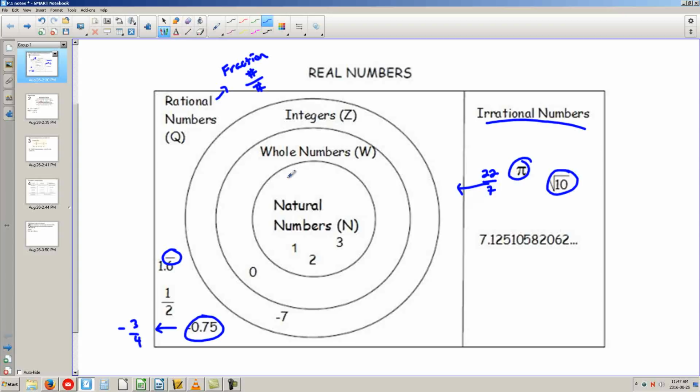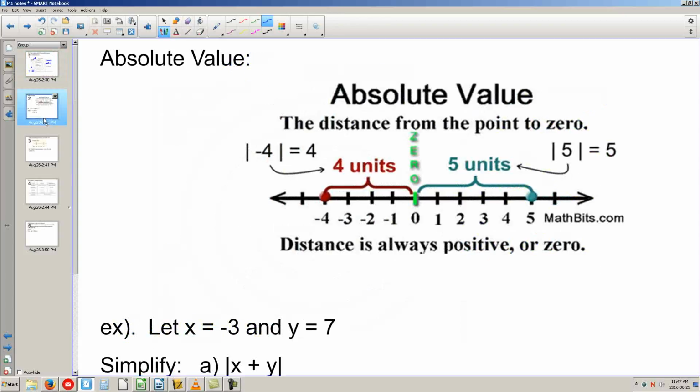So that's just our classification system. Hopefully you can distinguish the different types of numbers. The next thing we want to talk about is absolute value. And I know you guys have some background with absolute value. You know what it is, but let's just clarify and define.